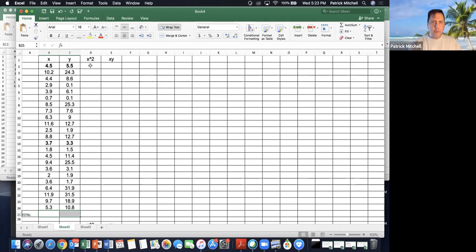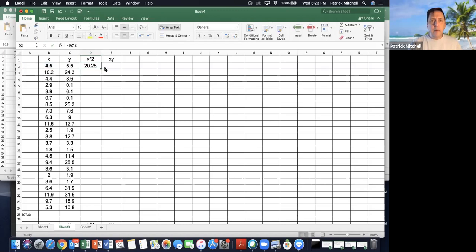So I think I'll start by making my X squared column, and that's really easy in Excel. You just go to the first cell, put an equal sign, and then select the first X cell, all right? So it's referencing cell B2, and now I'm going to tell Excel that I want to square that cell.